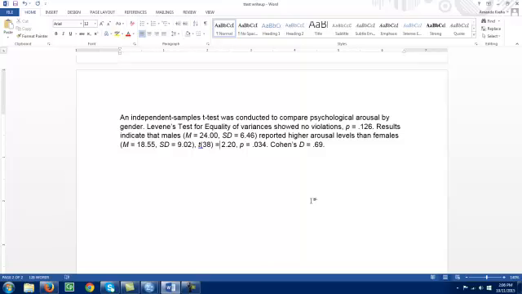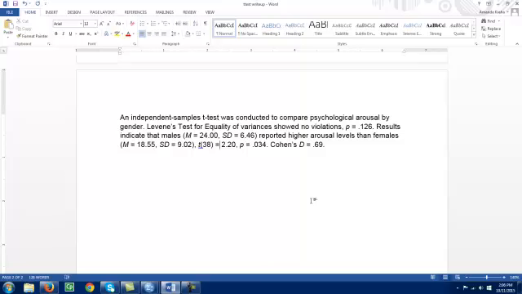So we say Levene's test for equality of variances showed no violations, comma, p equals, and then give that exact p-value. So remember, if you do have a violation, it's okay. You just interpret that second row of results. If you can assume equality of variances, if your p for Levene's test is greater than 0.05, you stick with that top line. Whichever one you report, you want to make sure and tell your readers that. So you say it showed no violations, p equals, and so on and so forth.